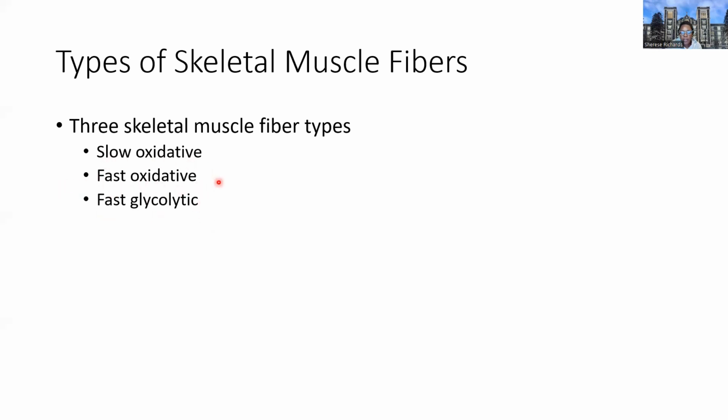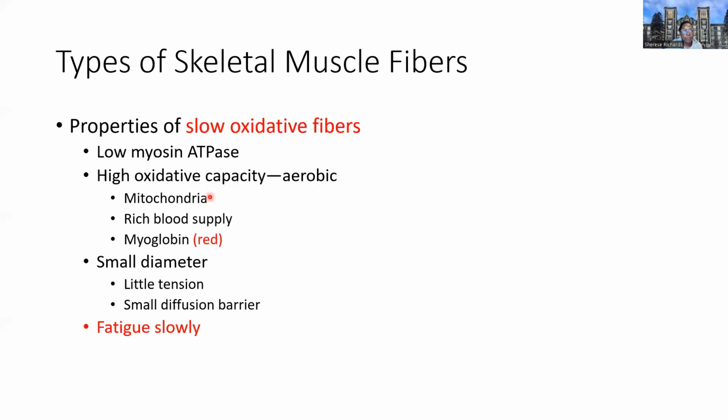But in the middle, sort of intermediate, we have fast fibers that are also oxidative, right? They're not as fast as glycolytic, and they're not as slow as slow oxidative. So let's discuss each of these in a bit more detail.